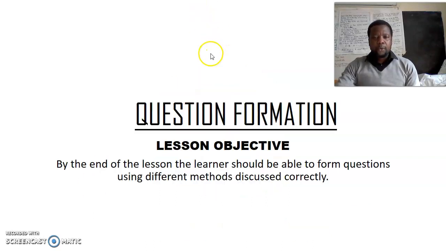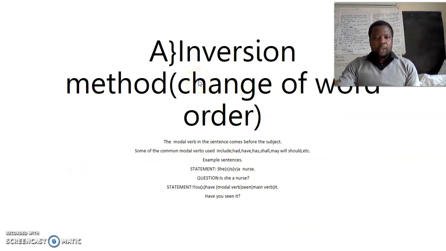Inversion method simply means change of word order. Any sentence has got its own order. That is the subject-verb agreement in English: a good sentence starts with a subject, it must be followed by a verb, and at the end, there must be an object. But now in this method, we are changing the subject with its verb. And more so, this verb is not the main verb.